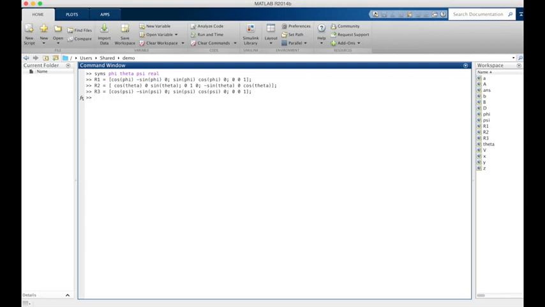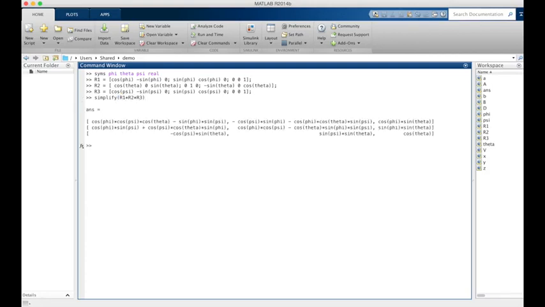We can easily compose these rotations together with one command. You can verify that this rotation matrix is the same expression that we saw in lecture. These operations will help you throughout this course.